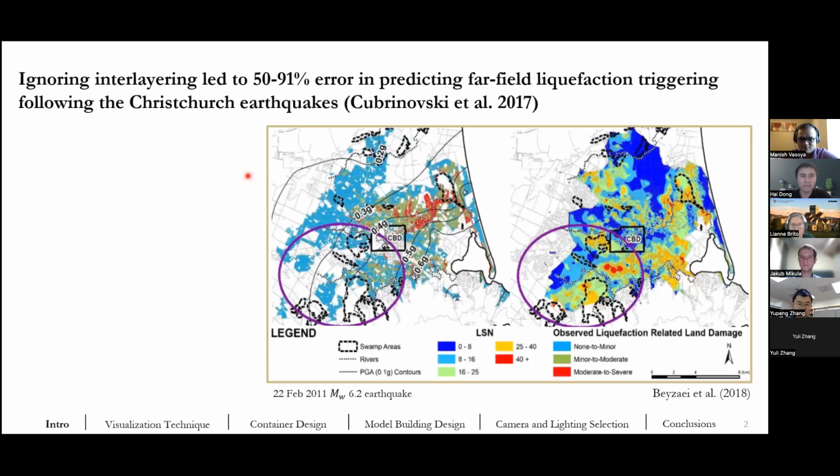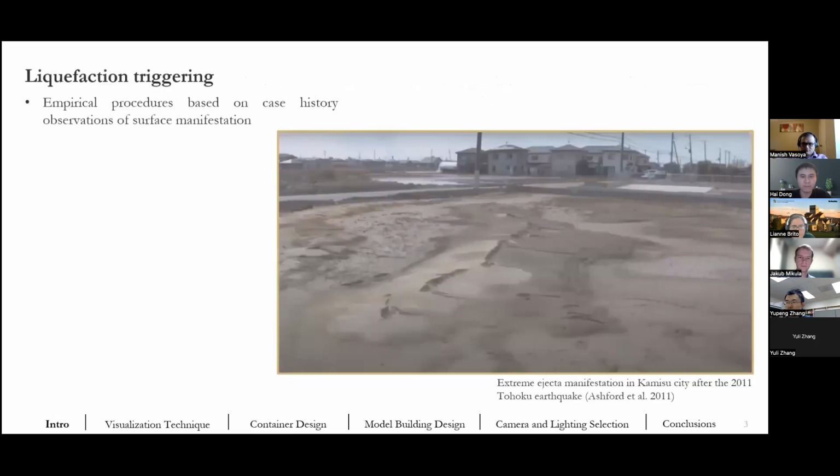Starting with the intro, during the 2010-2011 Canterbury earthquake sequence in Christchurch, New Zealand, researchers found that ignoring interlayering led to an error of 50 to 91% in predicting far-field liquefaction triggering. In this map here, we can see how the liquefaction severity number captures the behavior of observed liquefaction-induced ground failure in a number of sites, but it overestimates the amount in the southwest part of the city.